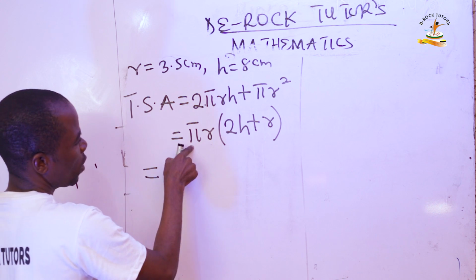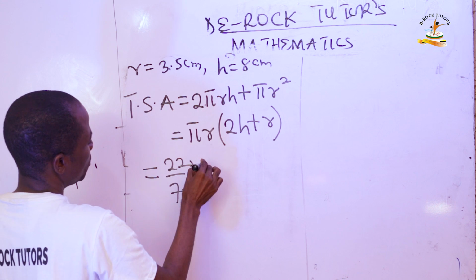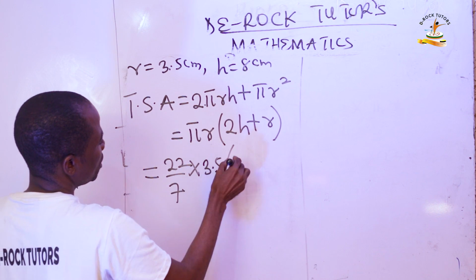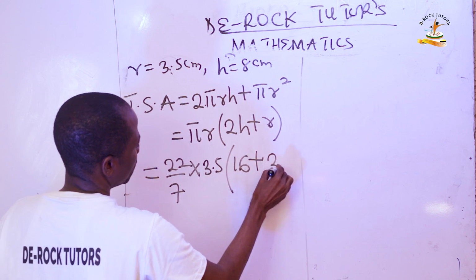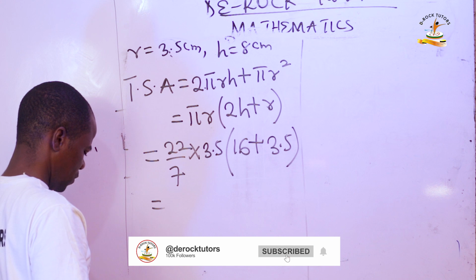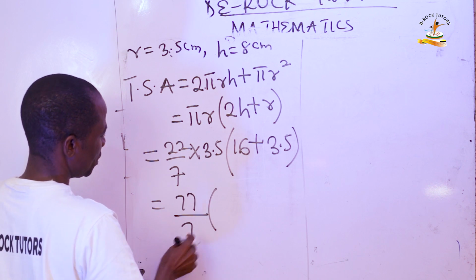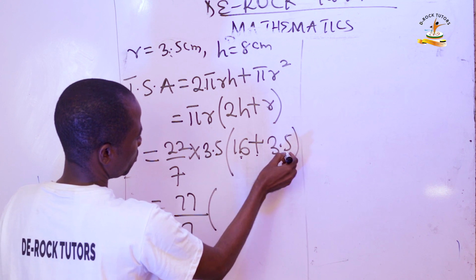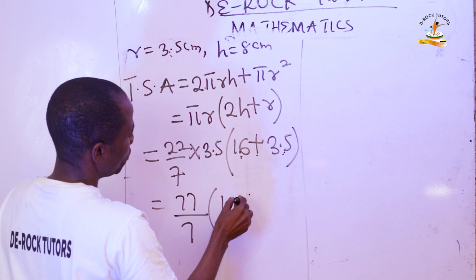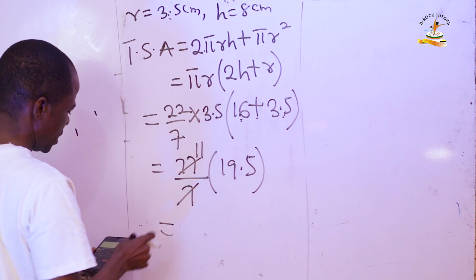So we can now substitute. We know our pi, according to the question, is 22 over 7. That's 22 over 7 times our radius, 3.5, into h is 8. So 2 times 8 is 16 plus r, 3.5. If we multiply 22 times 3.5, it gives us 77. That's 77 over 7, then times 16 plus 3.5, which gives us 19.5. Then the 7 goes into 77, this will be 11. Then we now have 11 times 19.5.